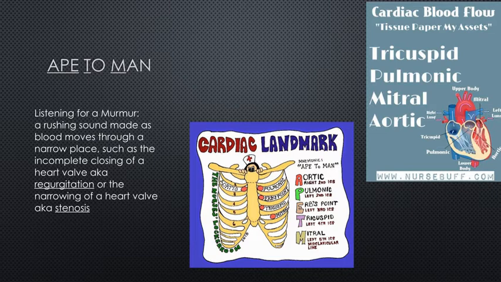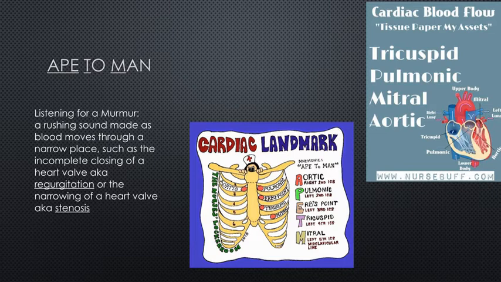And then the other graphic on here is the cardiac blood flow, and the mnemonic is Tricuspid, Pulmonic, Mitral, Aortic: "Tissue paper my assets." And that's the actual order that the valves are in the heart. So just two different perspectives. Are we auscultating or are we talking anatomy?